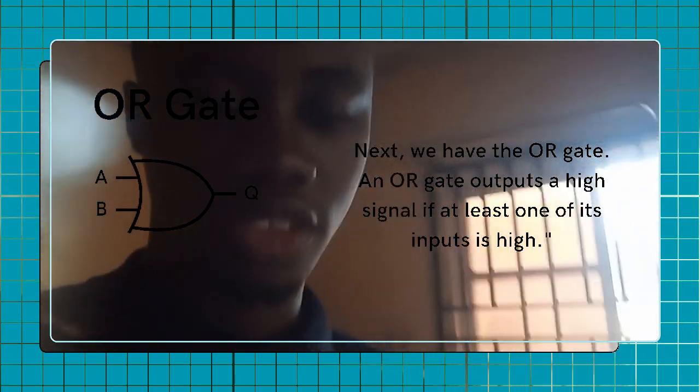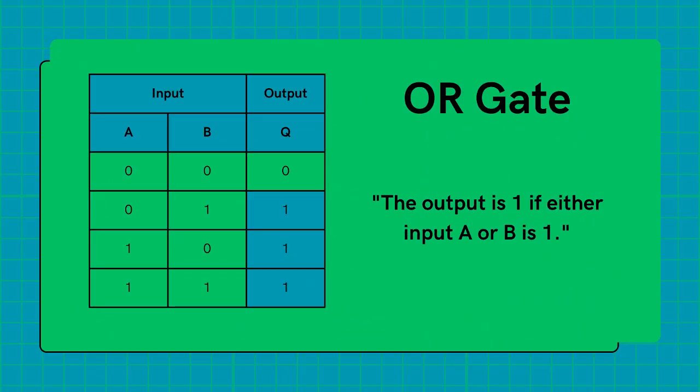So let's check the truth table. The output is 1 if either A or B is 1. You can see in the truth table, when both are 0, the output, that is the Q, is 0. When either A or B is 1, the output will be 1. And when both are 1, the output will be 1 also.